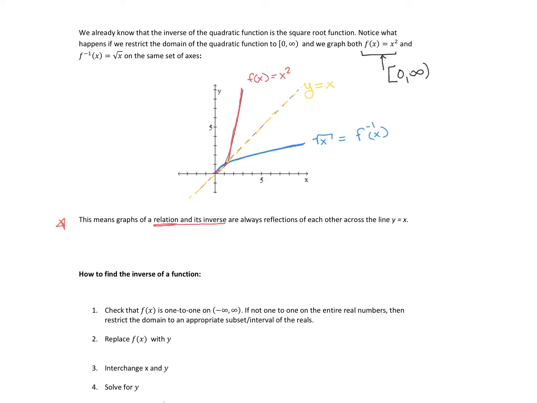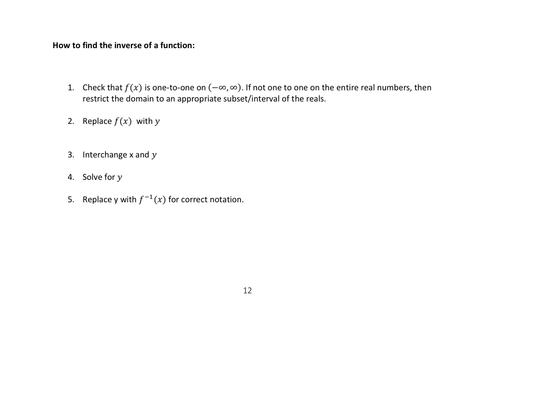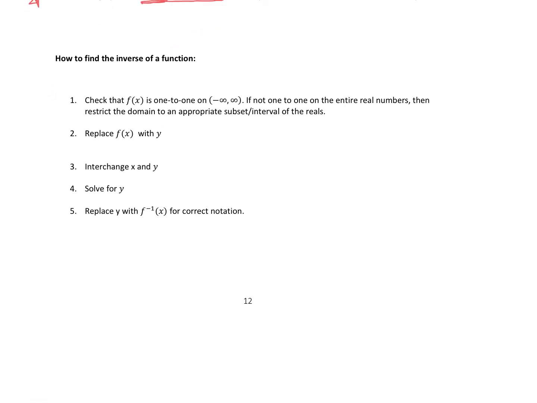So how do we find the inverse of a function? Well, first we need to check that our function is a one-to-one function on the entire domain. If it's not one-to-one, then we restrict the domain, like we just did previously, to an appropriate set of the real numbers. The next thing we do is we replace f of x with y. Then we interchange the x and the y. We solve for y, and then we replace the y with f inverse.